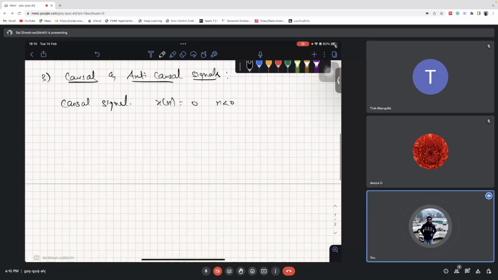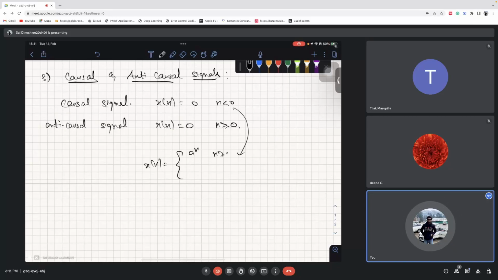And then the next one is the anti-causal signal, for which x of n equals 0 for n greater than or equal to 0. So this is the anti-causal signal. An example of a causal signal would be x of n equals a power n for n greater than or equal to 0, and 0 for n less than 0, for mod a less than 1.